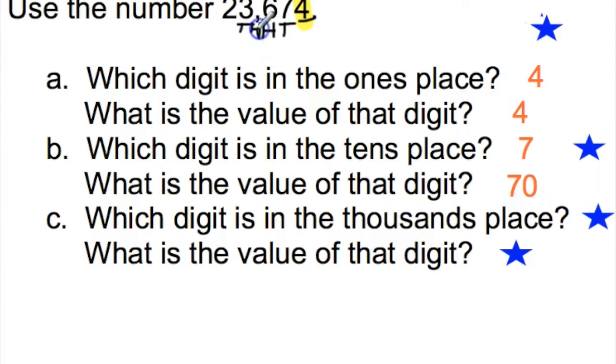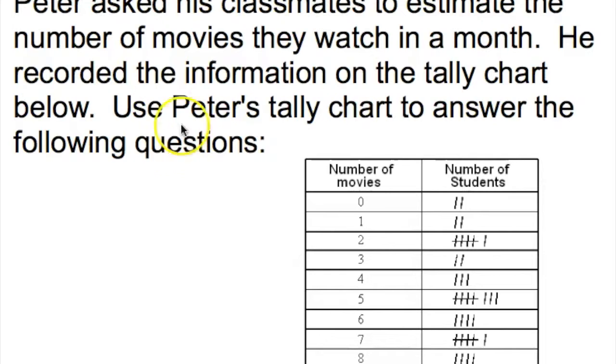Let's look in the thousands column. What digit is in the thousands column? The 3. Very, very good. And then the value of that digit is 3,000. Well done, guys. So our tally chart is about the number of movies that students watch.